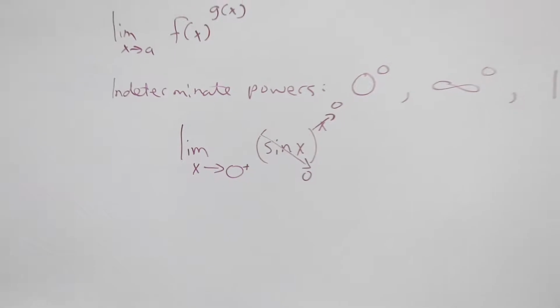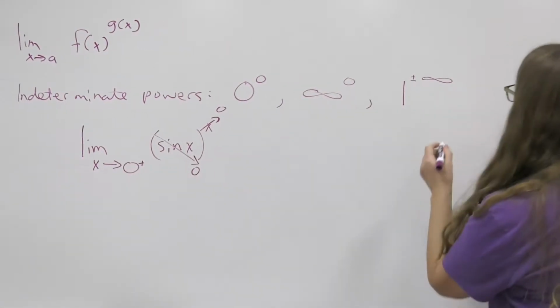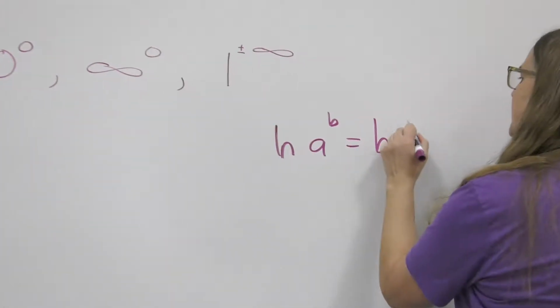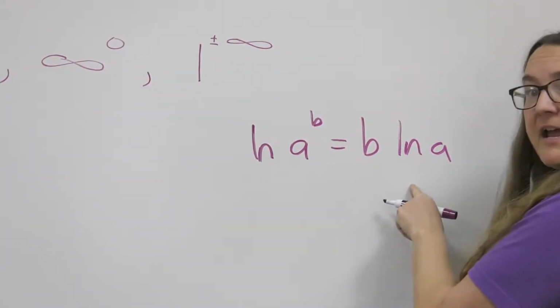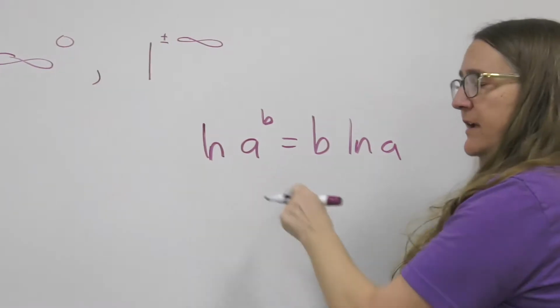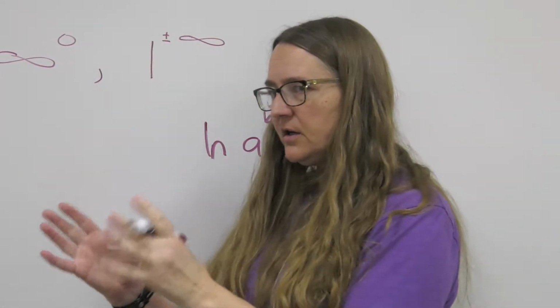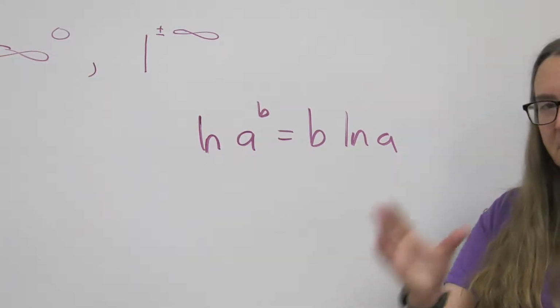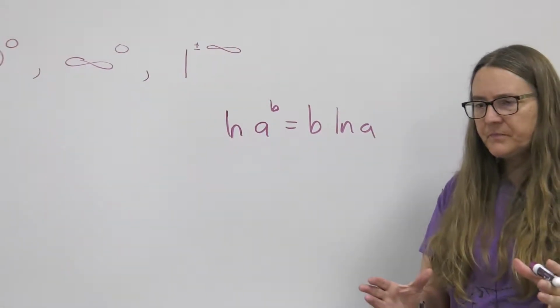Just remember, if I have the log, well, let's use natural log. If I have the natural log of a to the b, that's the same as b times the natural log of a. That gives me a way of going from a power to a product. And we already know how to go from an indeterminate product to an indeterminate quotient.